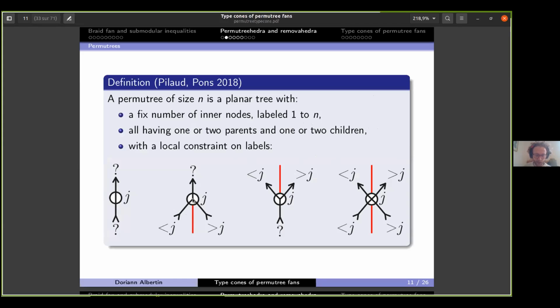If our node has two children, then we put a red line beneath it to symbolize the fact that everyone in the left subtree should have a smaller label, and everyone in the right subtree should have a bigger label. Same goes if you have two parents: everyone in the left parent subtree should have smaller labels, and everyone in the right parent subtree should have bigger labels.